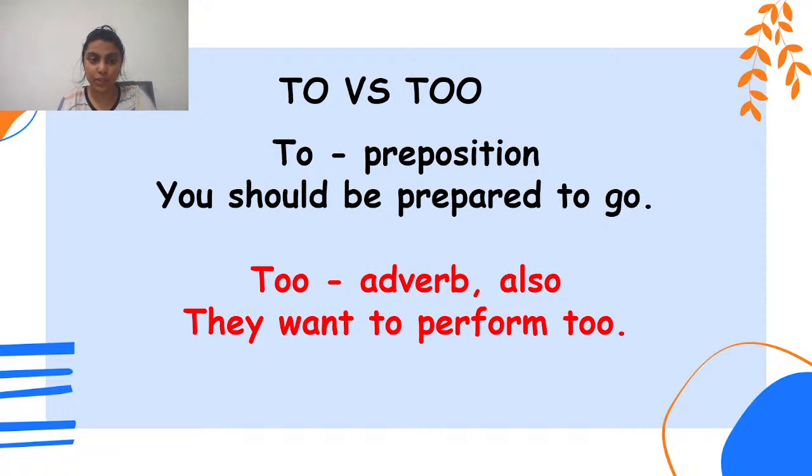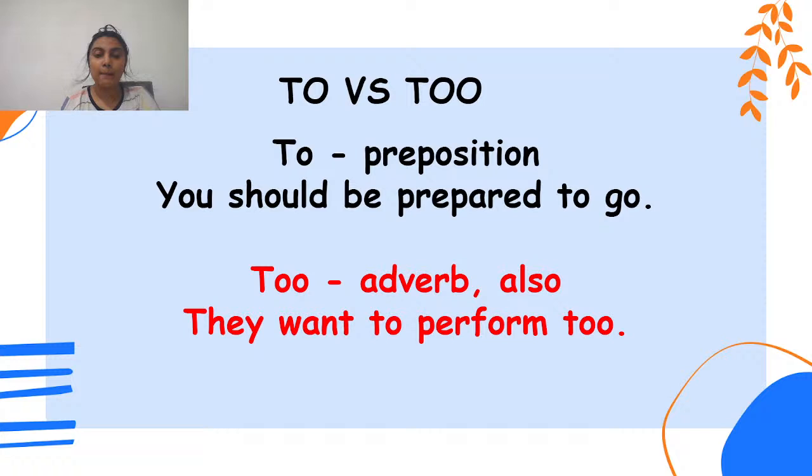Two is a preposition. You should be prepared to go. Okay, there is a fire. This food is ready to go. Okay, you should be able to tell her how you feel. You should also be able to understand how he feels. Do you not know what to do? Okay, these are all examples for the preposition to.